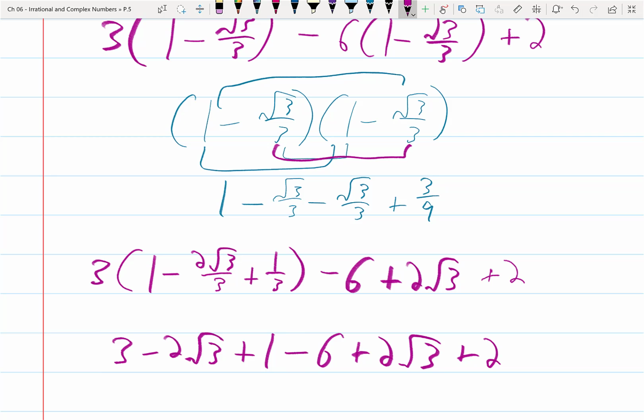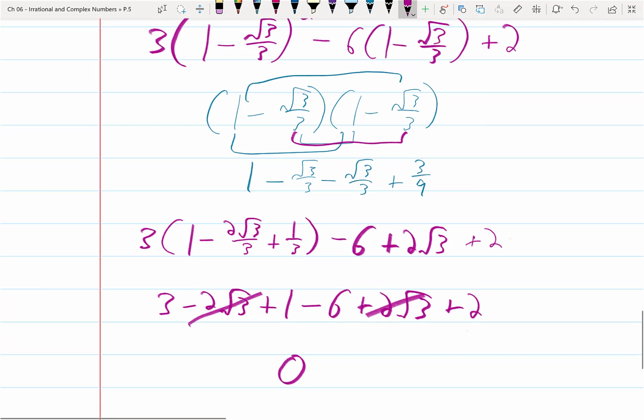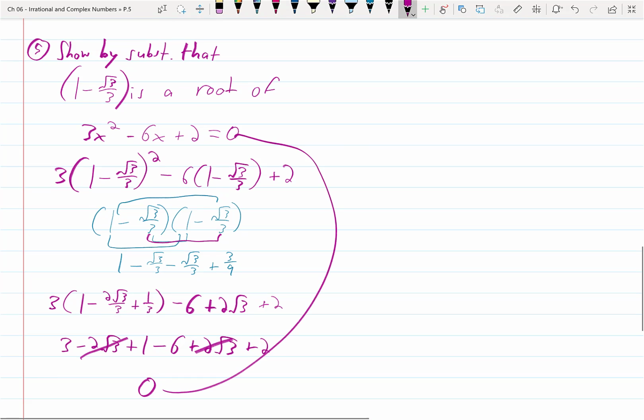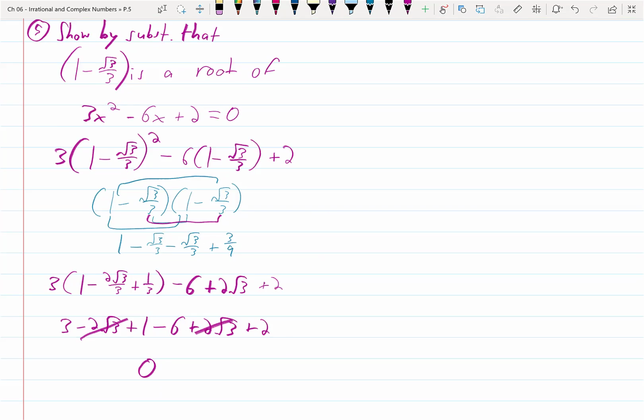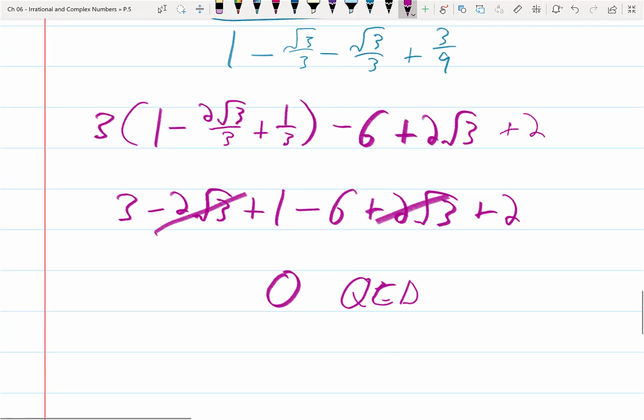Or just cancel the 3's when you multiply it in. And then these go. And what is 3 plus 1 minus 6 plus 2? 0. I hope it's 0, because that's what it was supposed to be, way up at the top. And when you see that it is 0, rather than circle that and draw a smiley face, you can put QED, which is Latin for quod erat demonstrandum. It's a mathematical proof word that means thus I am finished, or I have shown it's true.